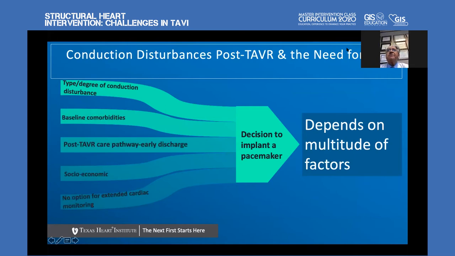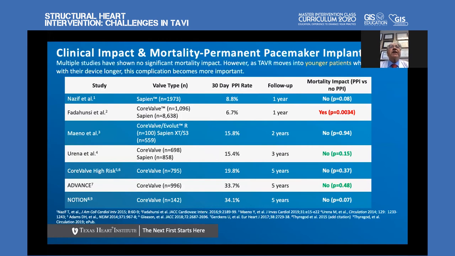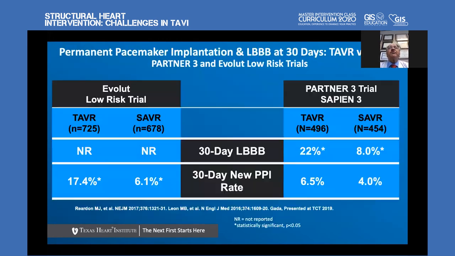All right, so when we look at the conduction disturbances post-TAVR and the need for permanent pacemaker, obviously that decision to implant a pacemaker or not depends on multiple factors. So obviously it depends on the type and degree of conduction disturbances. Whether it is first degree AV block, second degree AV block, or third degree AV block will make our decision what to do.